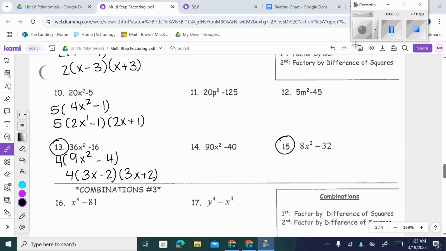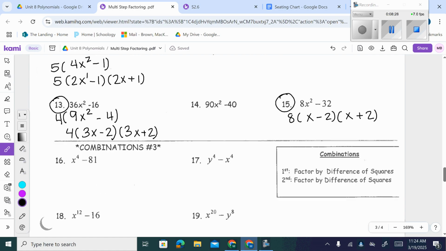X minus 2, and what else? X plus 2. Everybody okay with that's what you get? Okay, but it's just missing what? The 8 that you took out at the beginning. Yes. Okay, everybody okay with that?